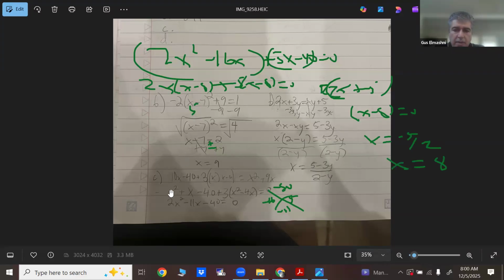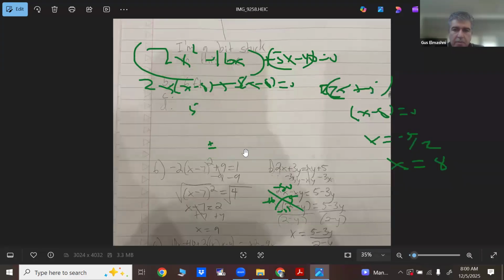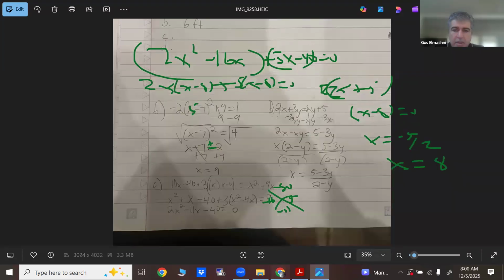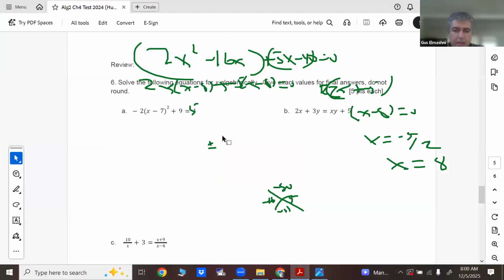So just make sure you do the diamond, a times c, and then put b down below. What multiplies to the top and bottom, multiplies a times c and adds to b. And I think that was it.